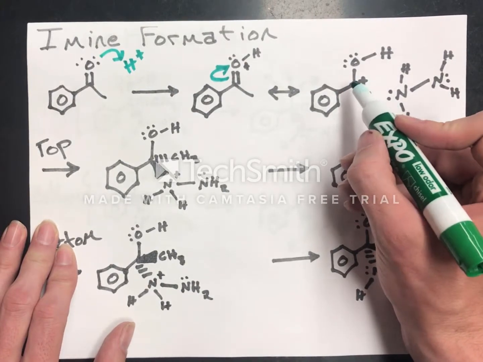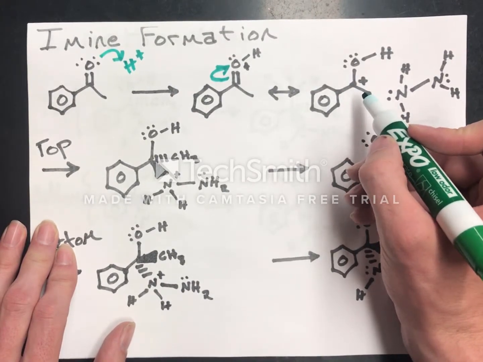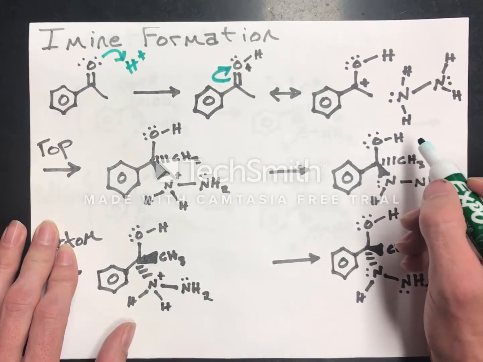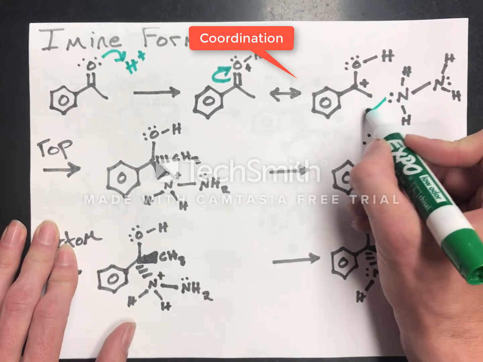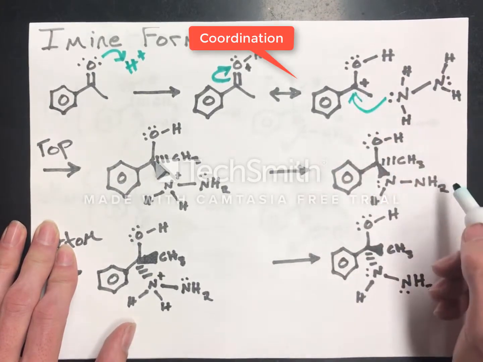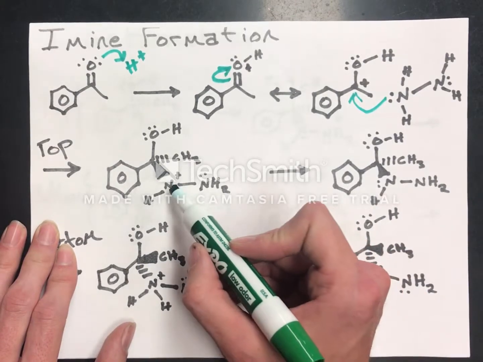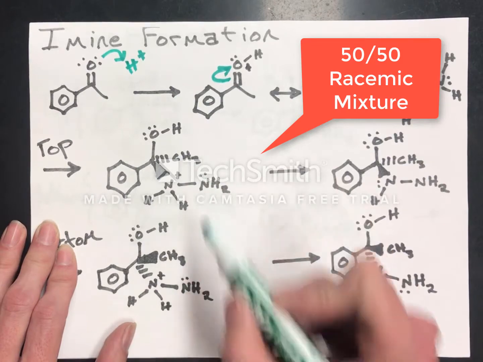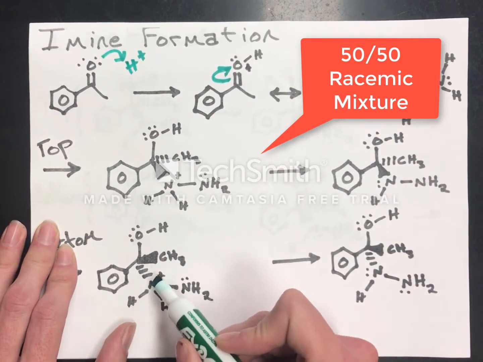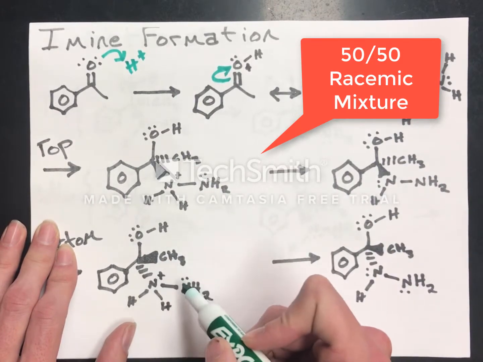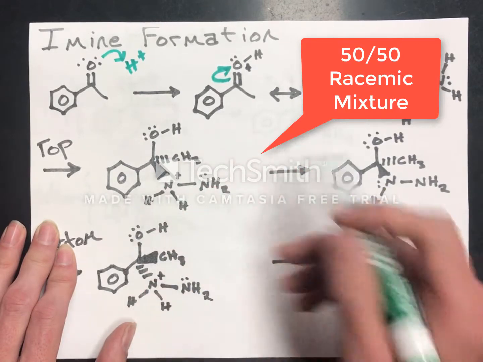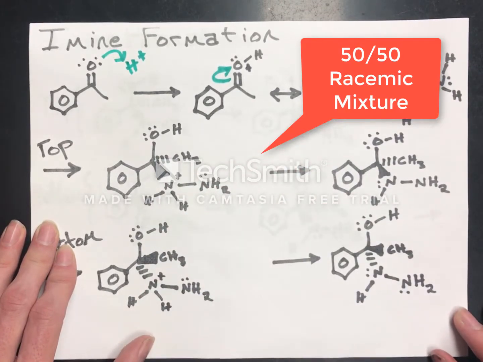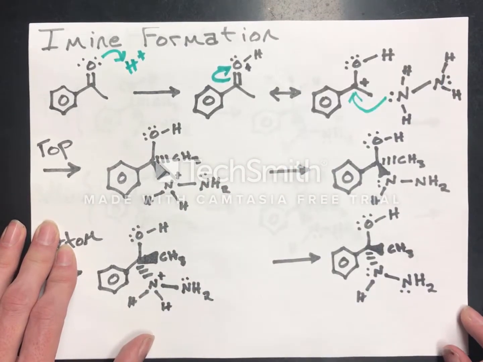Now this carbon is trigonal planar and can be attacked by hydrazine on either the top side or the bottom side. If it attacks on the top side, this methyl group will be pushed back. If it attacks on the bottom side, this methyl group will be pushed forward. Both are chiral centers and will exist in a 50-50 racemic mixture.